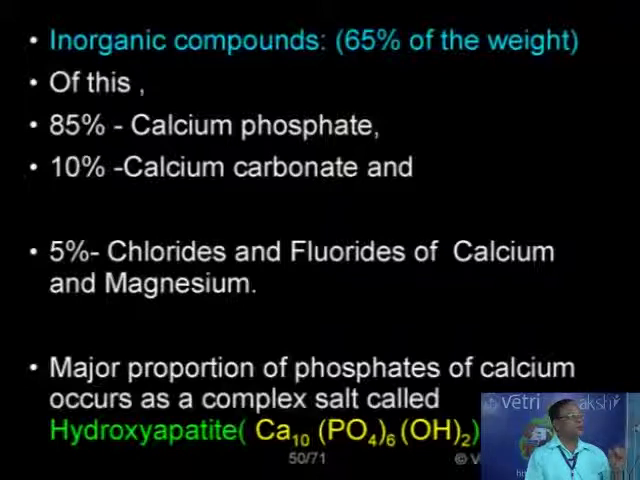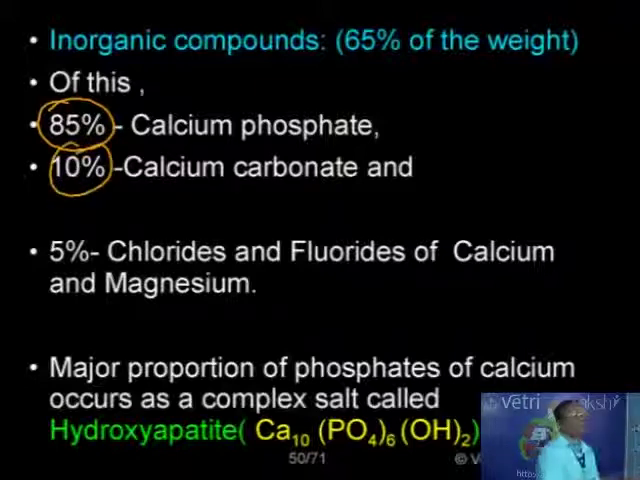Now, out of the total weight of the 65%, the major or lion's share is formed by calcium phosphate. Don't forget, the bone is mainly formed of calcium phosphate. And 10% is formed of calcium carbonate. And only 5% is formed of chlorides and fluorides.